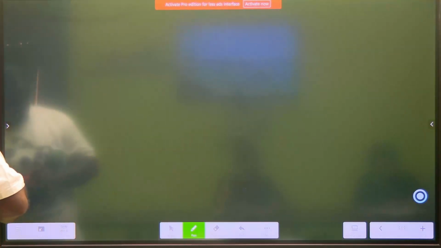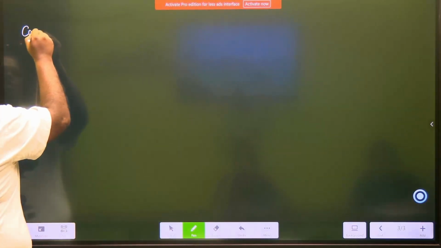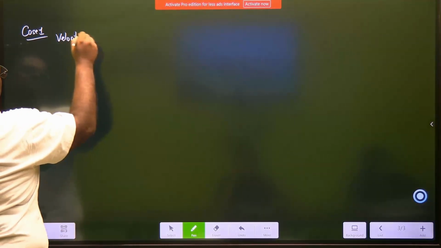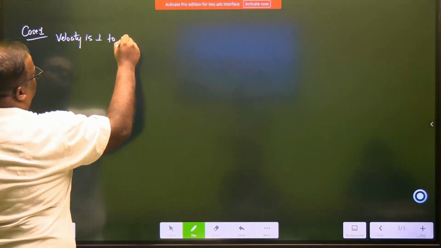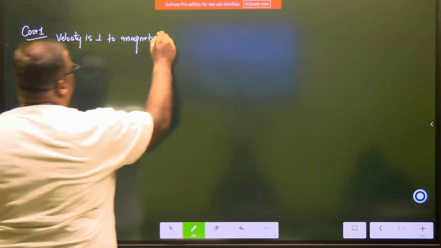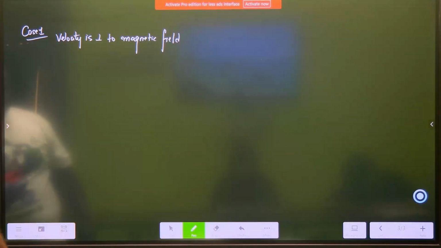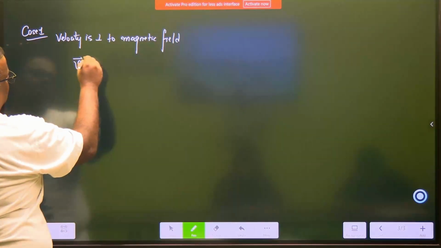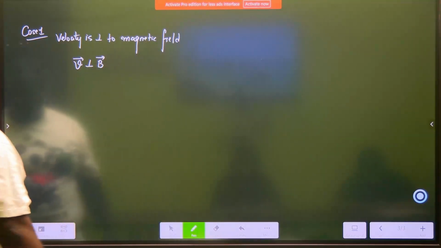Now some cases that we will see. The first case, case 1: velocity is perpendicular to magnetic field. So you have a magnetic field, and in that magnetic field there is a charge which is moving, and the charge is moving in such a manner that the velocity vector is perpendicular to B. You will ask, sir, why did you take this special case? No, we will take another case also where it is moving at an angle.